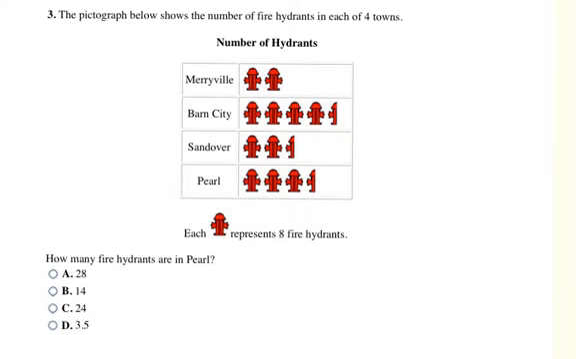So this next problem deals with a picture graph, and that pictograph below shows the number of fire hydrants in each of the 4 towns. And it gives us the key that each picture of a fire hydrant represents 8 fire hydrants. So how many fire hydrants are in Pearl? So I'm going to have to count by 8s. So I'm going to have 8, 16, 24, and then I have half a fire hydrant. So half of 8 is 4, so 24 plus 4 is 28. So there's going to be 28 fire hydrants in Pearl, which is choice A.